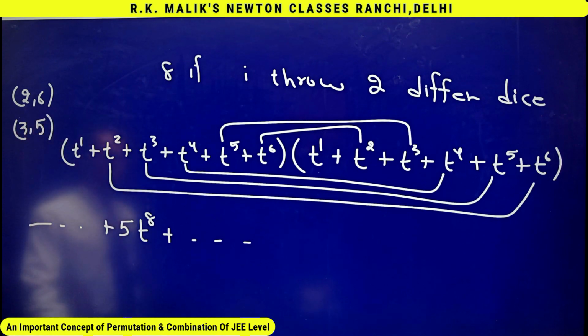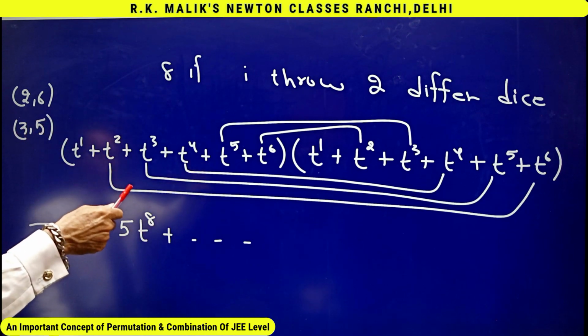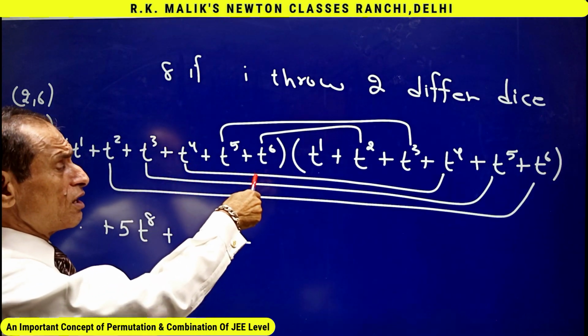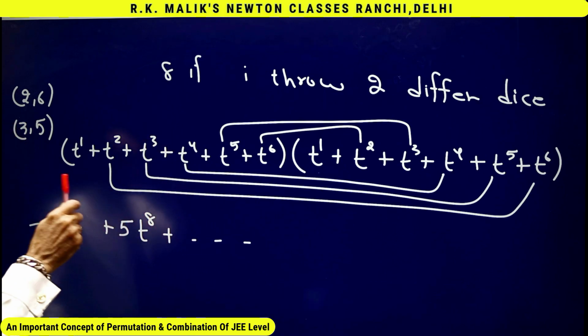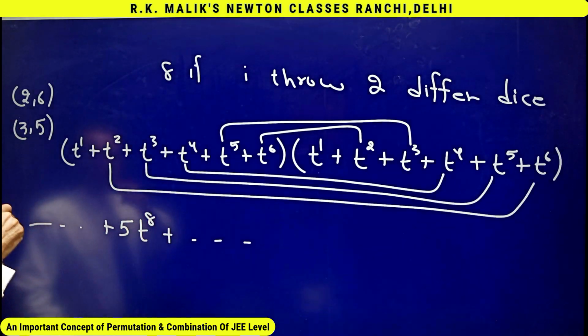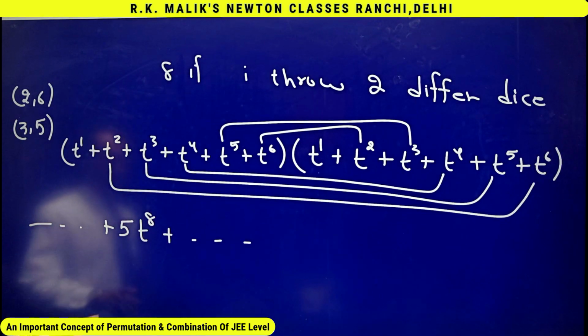3 5. That is, I mean to say, every t to the power 8 which has come after multiplication of these two brackets, every t to the power 8 term is indicating towards an outcome. Hence, the coefficient of t to the power 8 will represent the number of ways of getting a total of 8 with the help of two different dice.